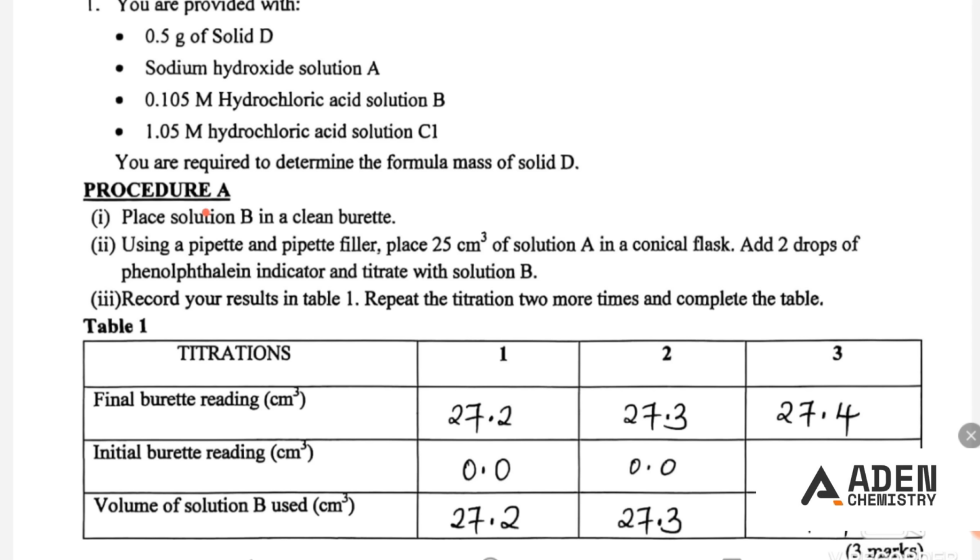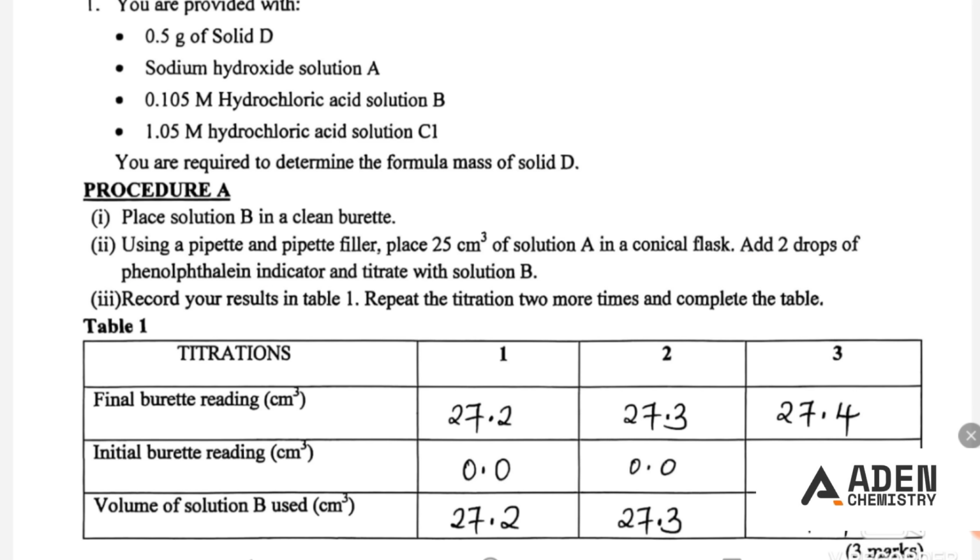So we are told procedure A. Roman 1, place solution B in a clean burette. So this is the B we are talking about with the molarity 0.105. Roman 2, we are told using a pipette and a pipette filler, place 25 cm cube of solution A into a conical flask. So solution A is the sodium hydroxide, which in our case is the analyte. Then we are told add 2 drops of phenolphthalein indicator and titrate with solution B.